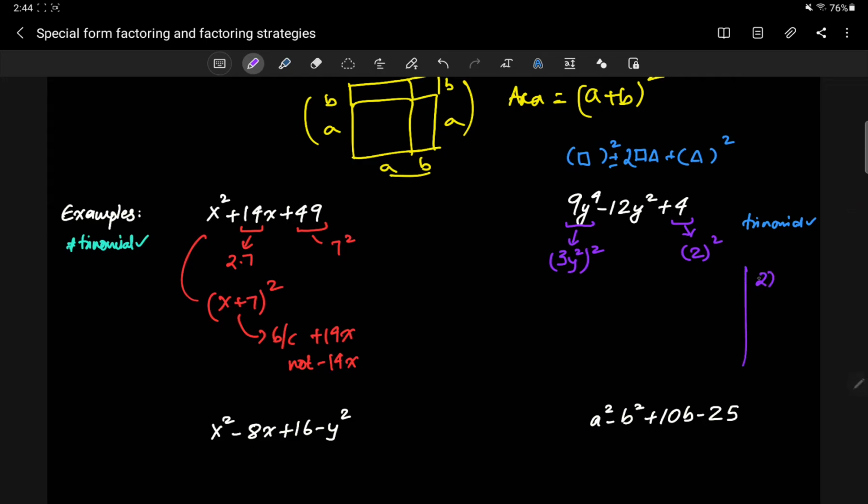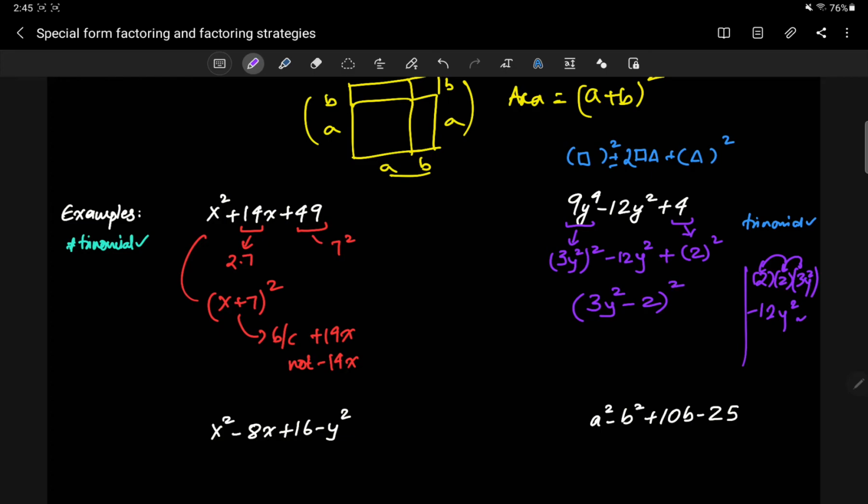Now let's look at this middle term. What is 2 times 3y squared? That's 3, 6, 12. So this is 12y squared, which matches up with a negative sign. Now because it's a negative, this means this is simply 3y squared minus 2 whole squared.